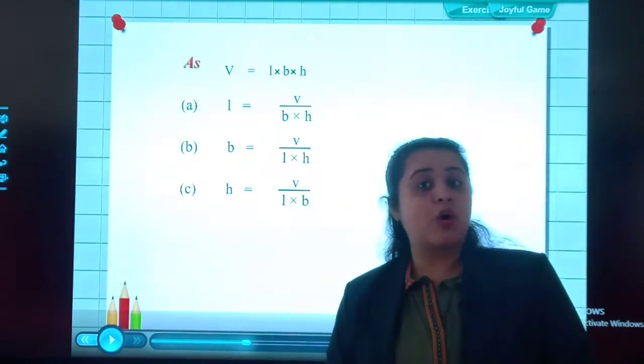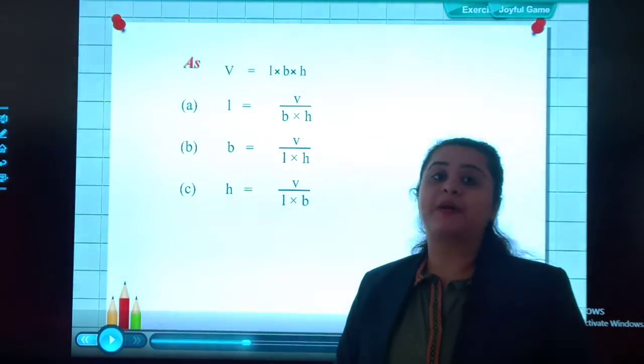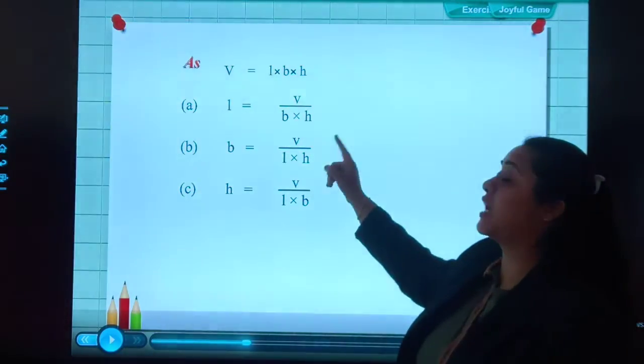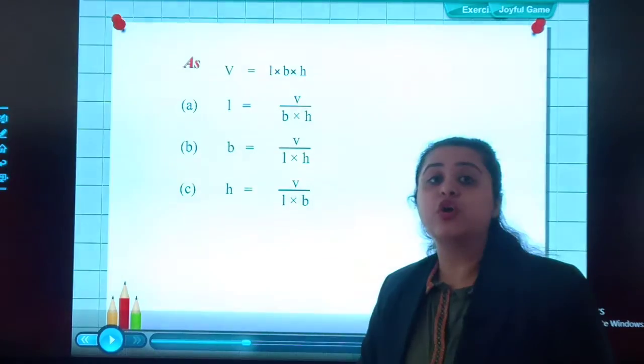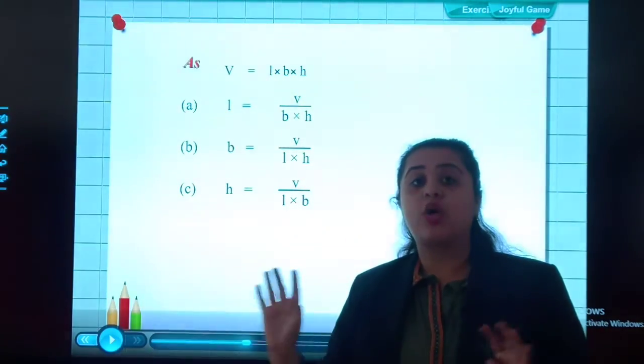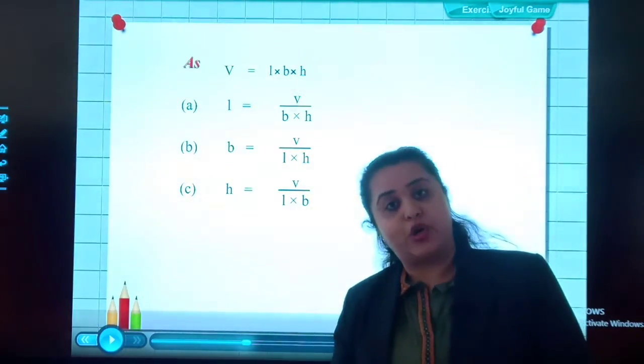किस टर्म में ऐसा होगा कि आपके पास क्वेश्चन में वॉल्यूम होगा बट आपके पास लेंथ नहीं होगी. In that case, you are supposed to utilize this formula. Volume upon breadth into height. आप breadth और height को multiply करेंगे and then you will be dividing it with volume.